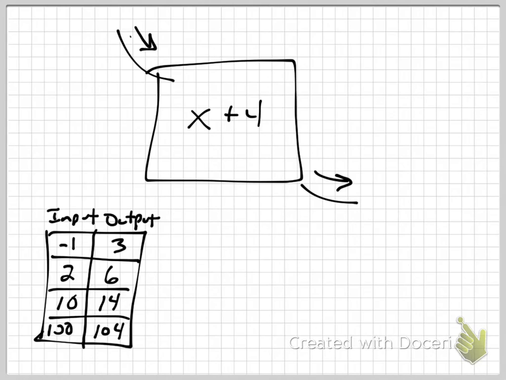X, right? So then no matter what I put in, what's happening to it? Adding 4, right? So if I shove in an x, when it goes through the box, it's x plus 4. I'm taking whatever I shoved in, and I'm adding 4 to it, and it comes out. And this is called the y, right? That's the output.